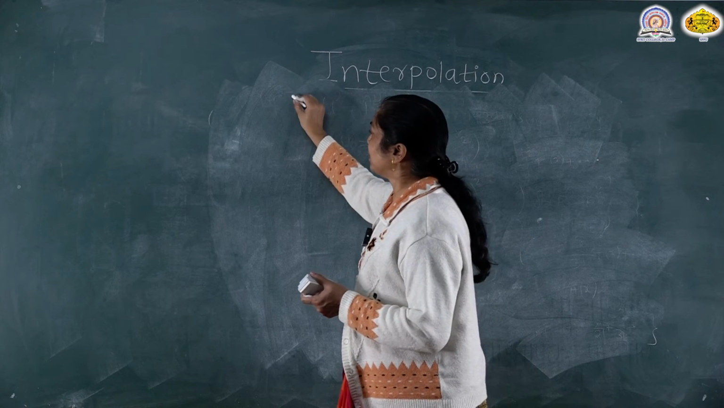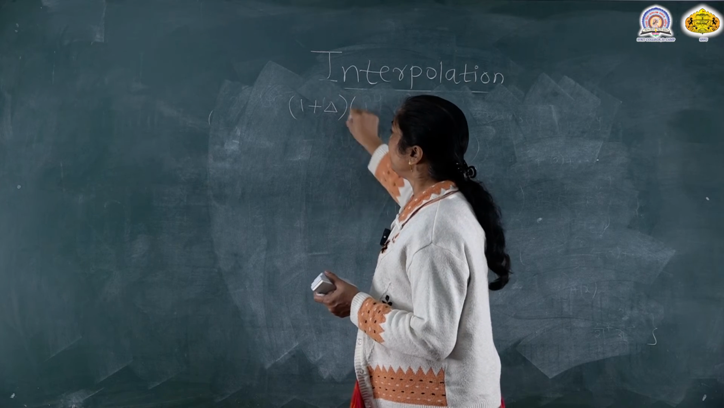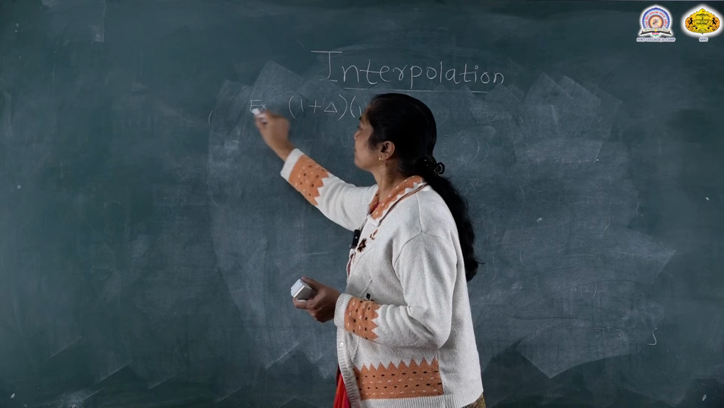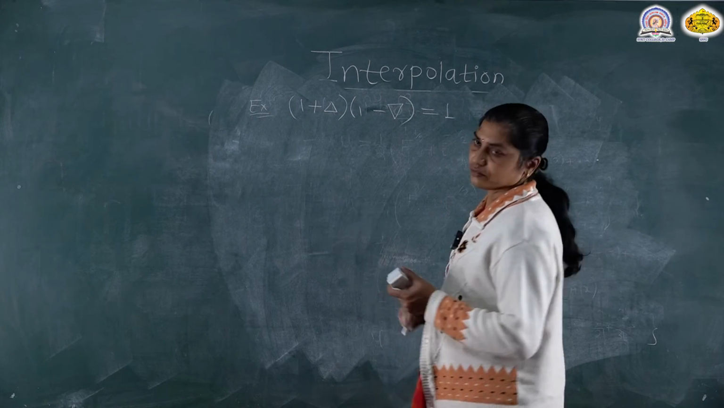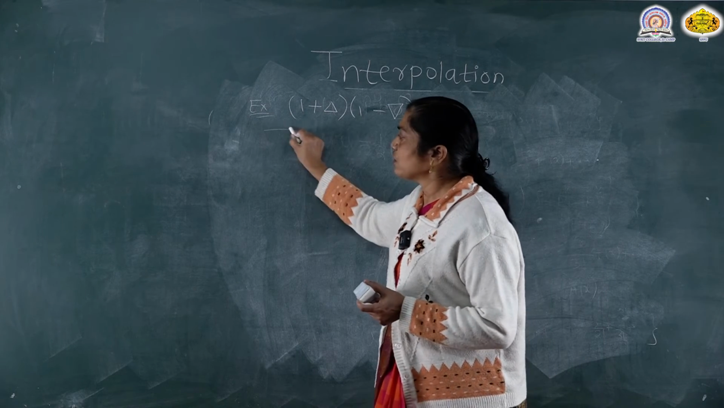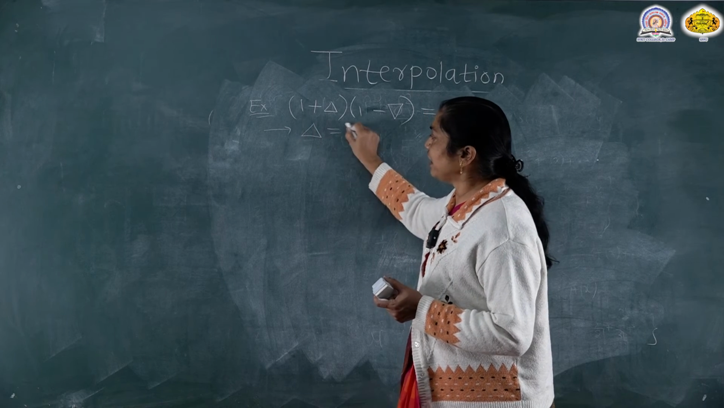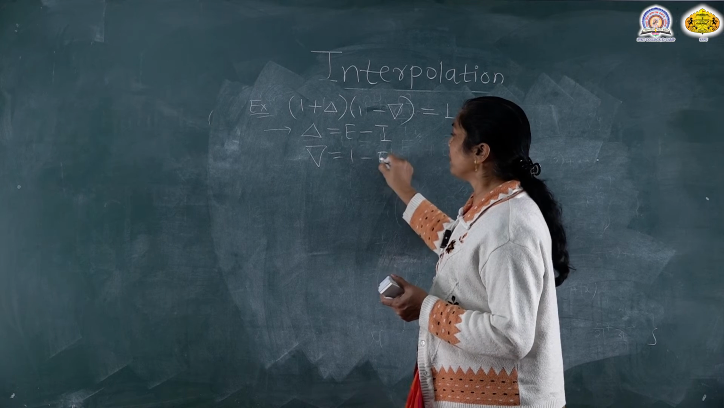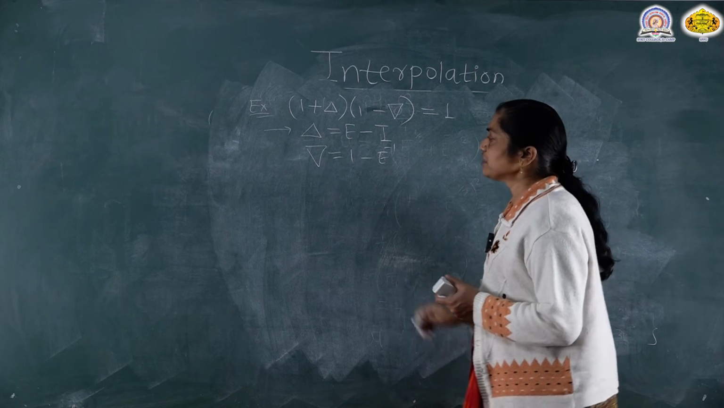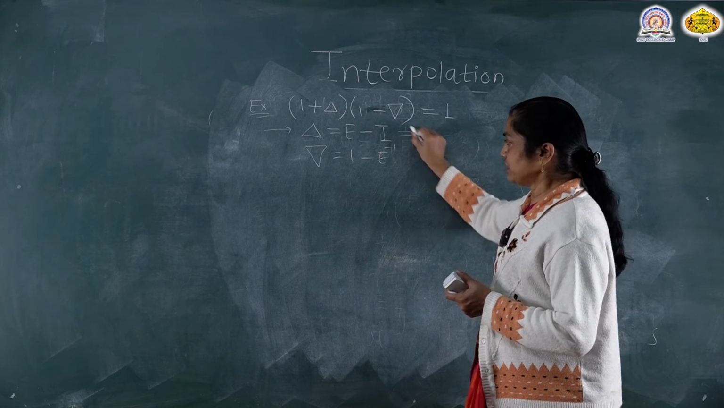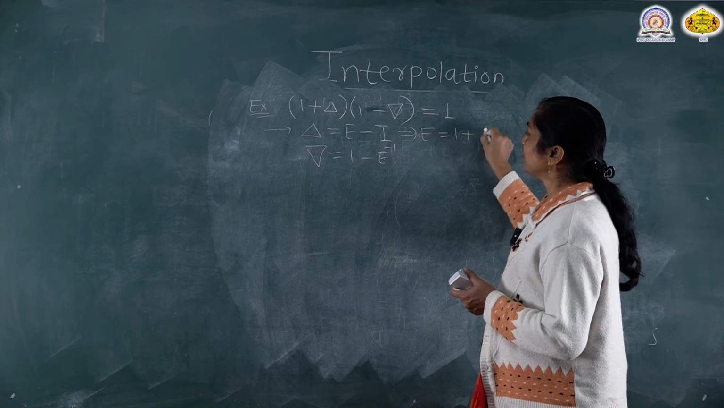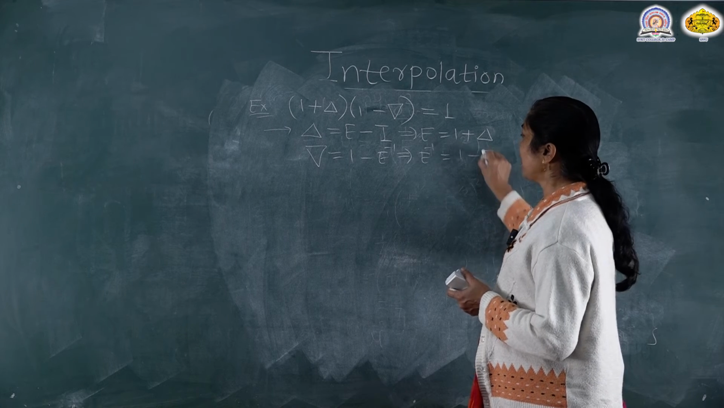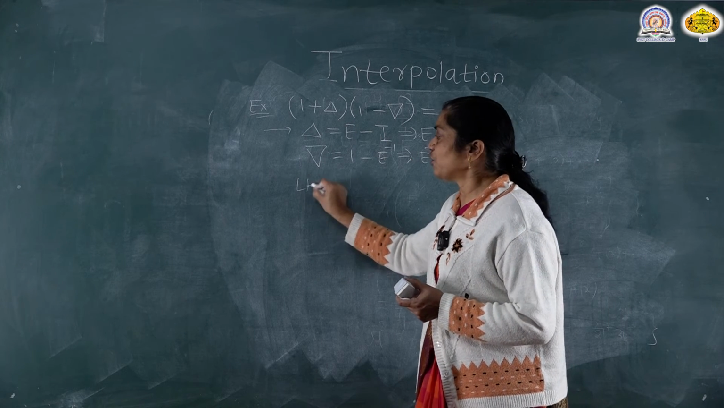Now if you have 1 plus delta into 1 minus del, we want to show that this is equal to 1. We have just seen the formulas. Delta comes to be E minus I, or E minus 1, and del comes to be 1 minus E inverse. So what is E? E is nothing but 1 plus delta, and from this we get E inverse is equal to 1 minus del.